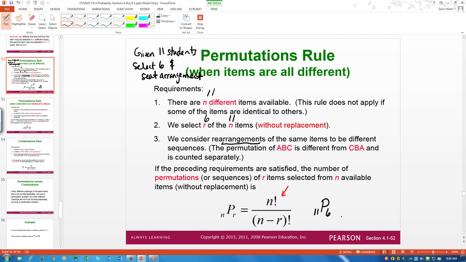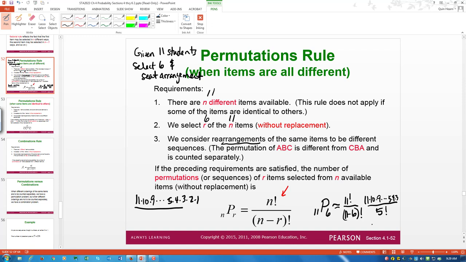Okay, so I'm going to show you how to use the formula, but then I also want you to calculate it using the nPr function on your calculator. So the formula says 11 factorial over 11 minus 6 factorial. Okay, 11 factorial is multiplying 11 times 10 times 9 all the way down to 5 times 4 times 3 times 2 times 1 over 11 minus 6 factorial is actually 5 factorial.